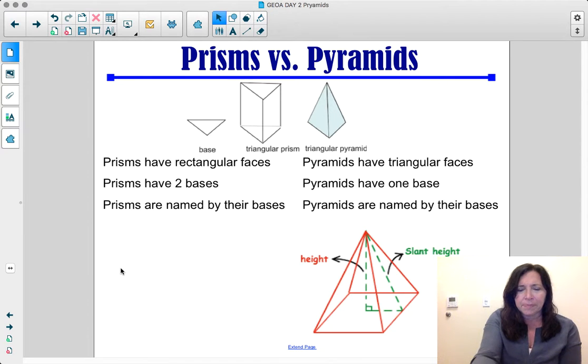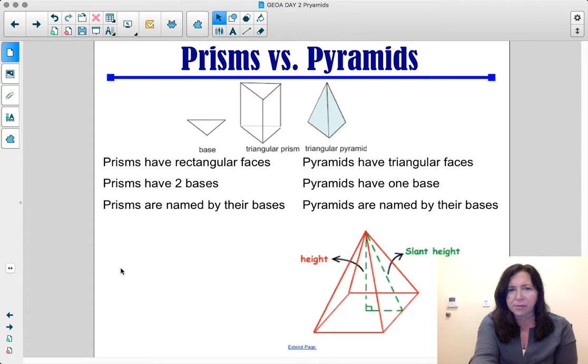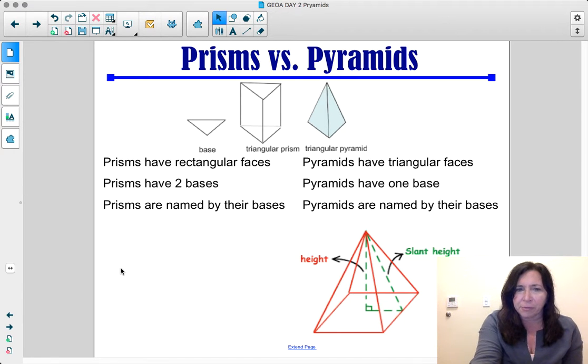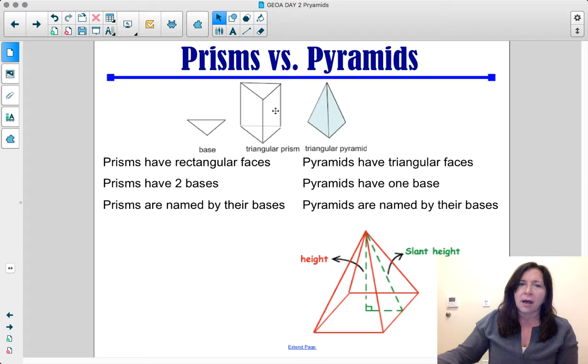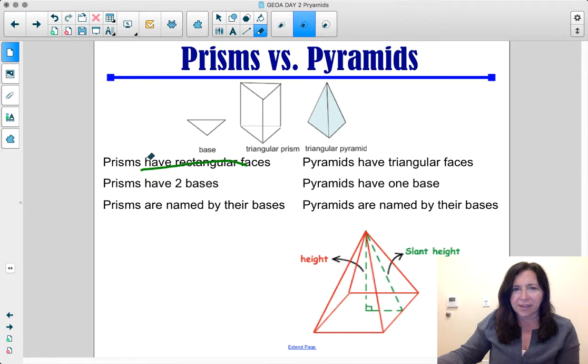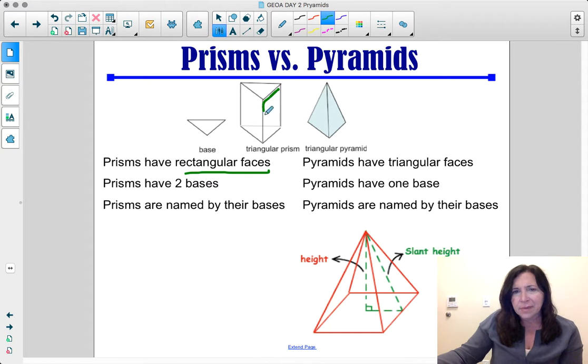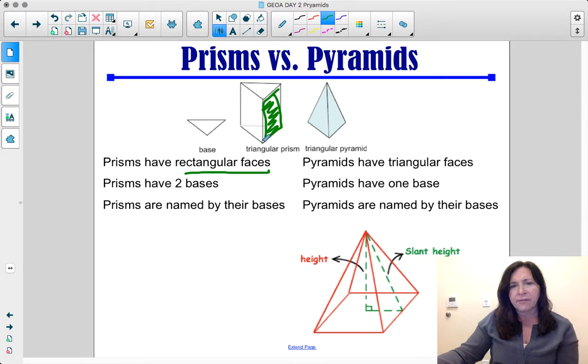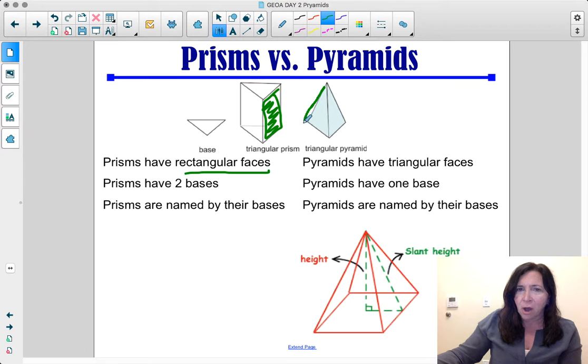So remember the characteristics or attributes of a prism. One of the attributes of a prism is that it will have rectangular faces. These are the faces, going along the side. All of the faces are rectangles, whereas on a pyramid, all of the faces are triangular.